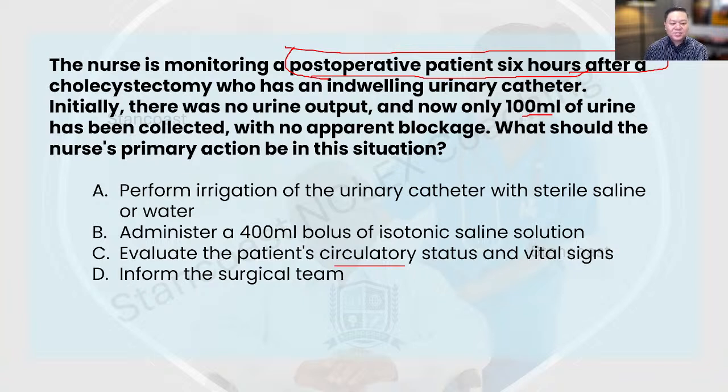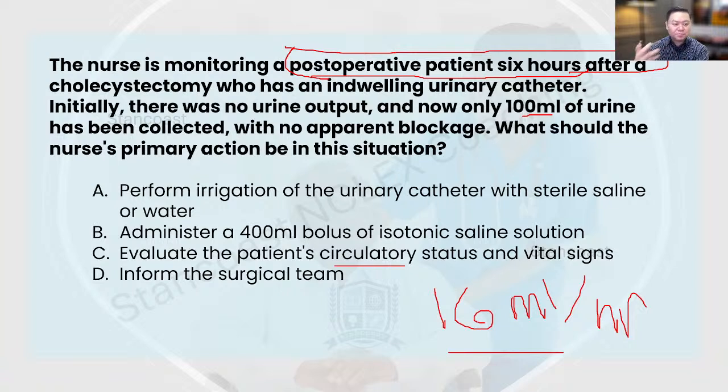Okay, so if we are to calculate that, that's basically 16 mLs per hour. That is oliguria, right? That is low. If you calculate that, basing that 100 mLs on the entire 6 hours, that's oliguria.